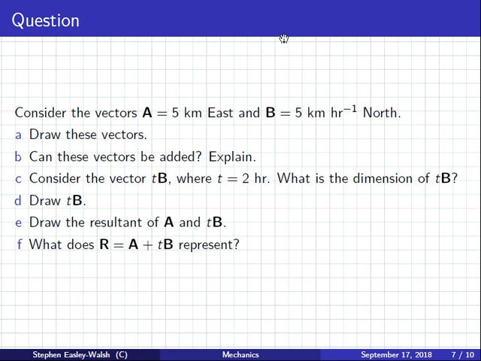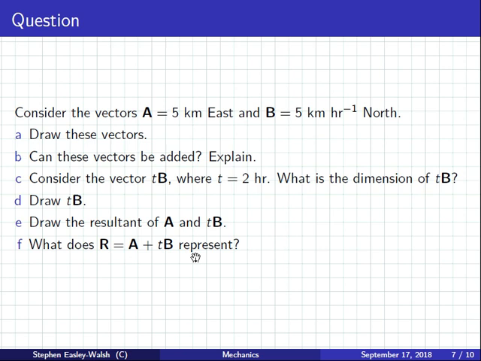Now B is 5 kilometers per hour north. So what type of vector is B? Speed. Velocity. Yes, velocity. So it's like you're saying there's something to the east and it's heading north. So what do you think TB means if T is 2 hours? Remember, TB is a length, it's a displacement. What do you think it means? What has happened? Something took 2 hours. Yeah. So 2 hours have passed.